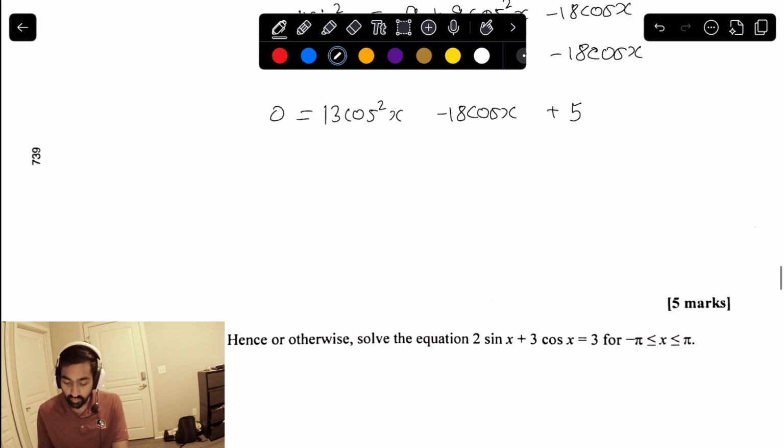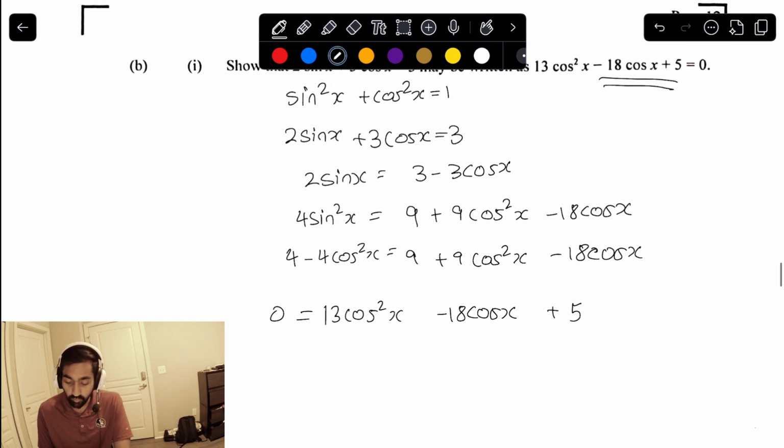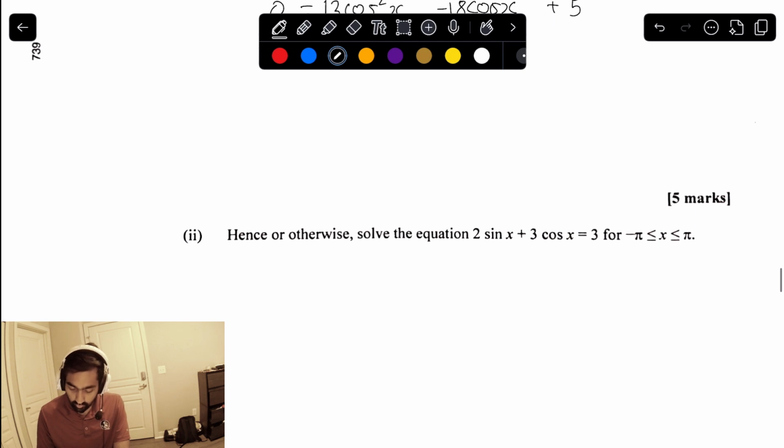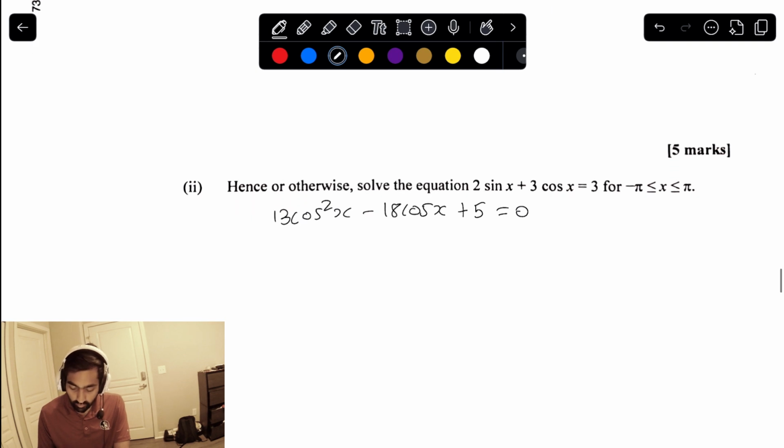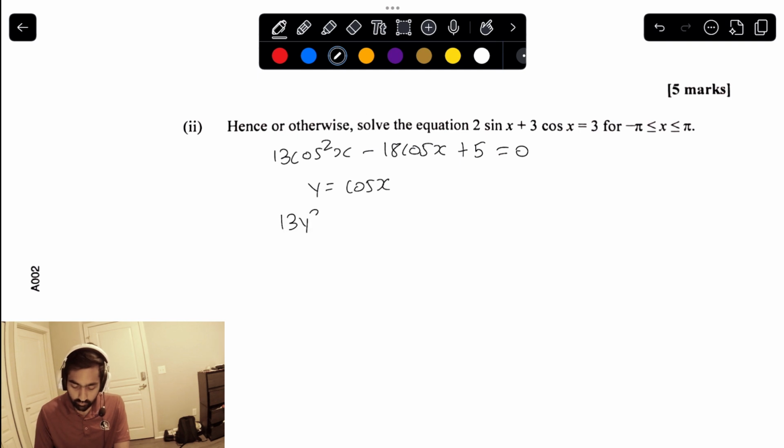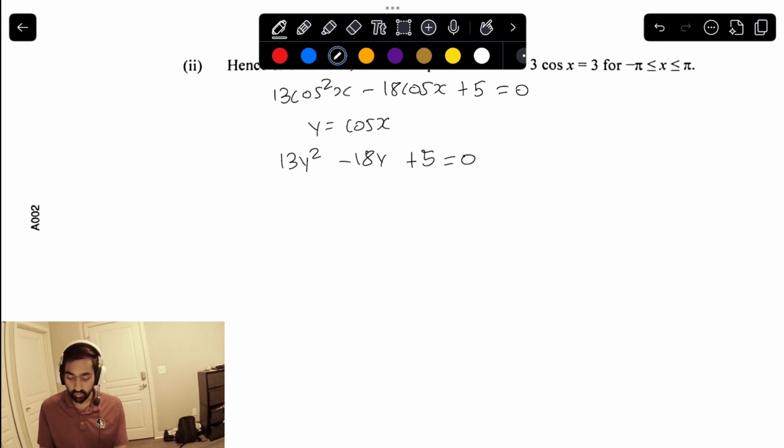So the way that we're going to do that is we're going to use the same form, the form that we just found. We've just shown that it's the same thing to just solve 13 cosine squared x minus 18 cosine x plus 5 equals 0. If I let y equal cosine x, then this is like 13y squared minus 18y plus 5 equals 0. This is a quadratic, solve that however you want.